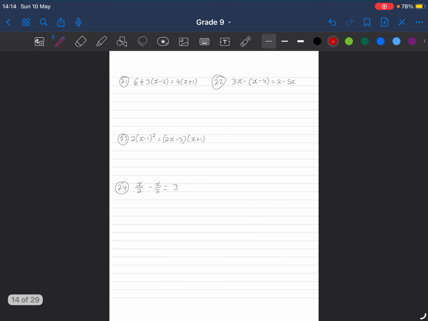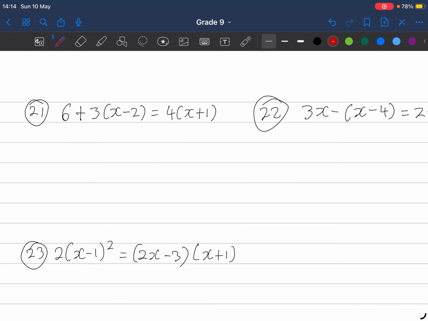Alright, okay, just a few more to go, guys, but the difficulty level has been increased. Now this is where step 1 comes into play: get rid of brackets. That's what we're gonna do. Let's take pink. How do you get rid of brackets? You've got a bracket here.